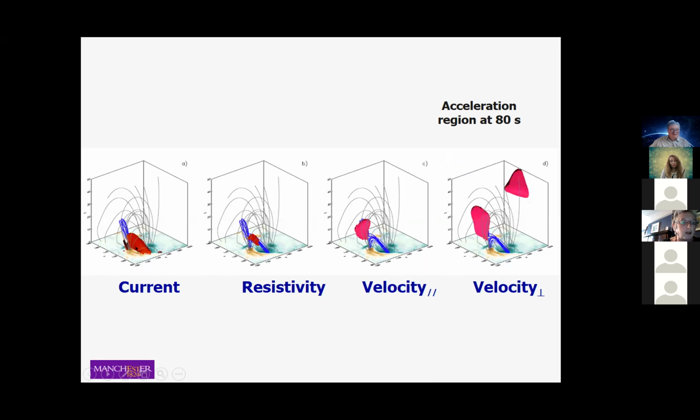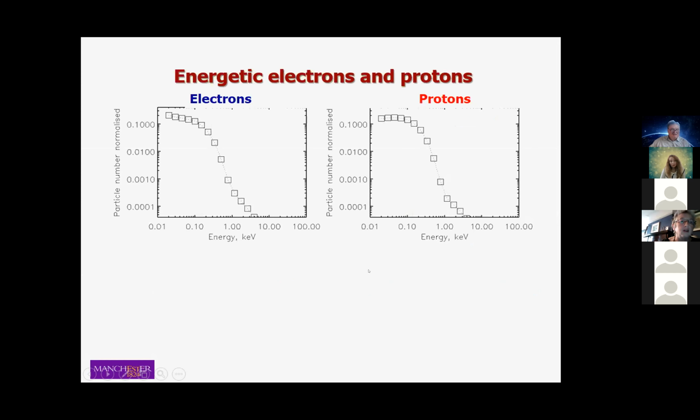If we focus in on the acceleration region, this shows the current and the resistivity, which basically gives us our main acceleration region. And you can see the parallel velocity and the perpendicular velocity associated with reconnection, inflows and outflows. So now what happens to the particles?